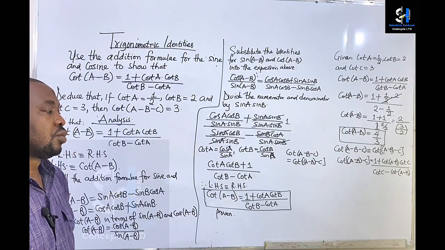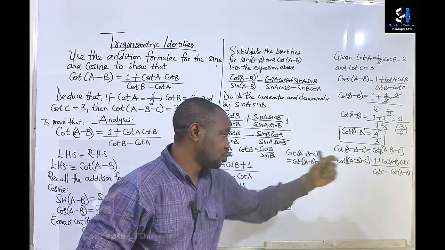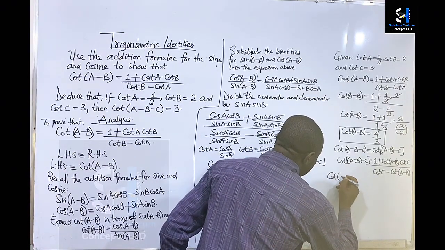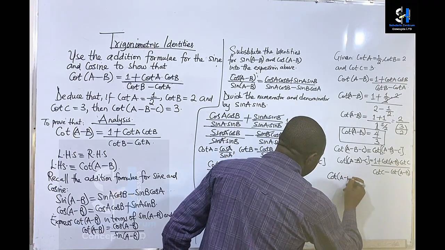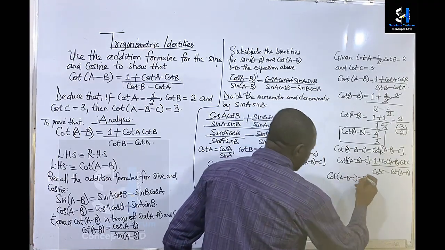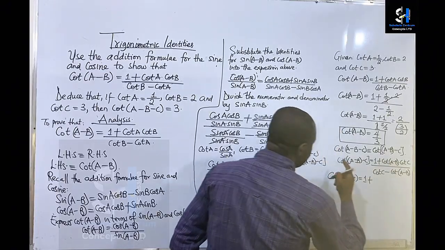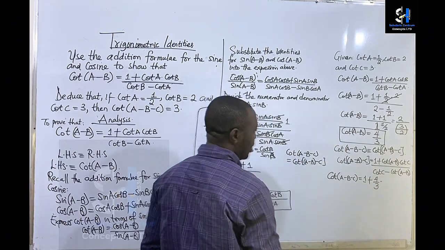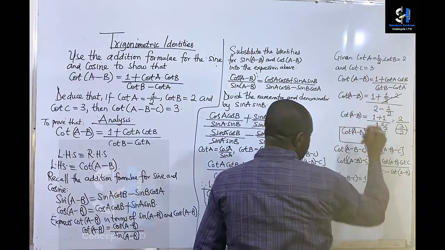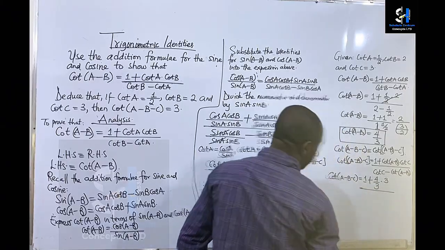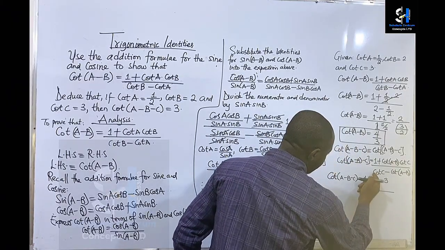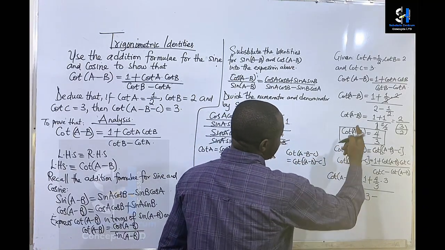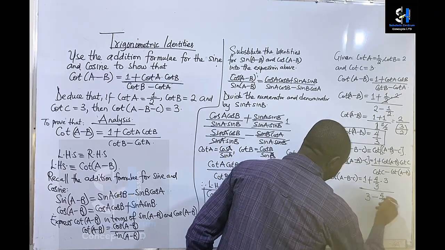So I just use this to write this in terms of this. So cot(A minus B minus C) will now equal 1 plus cot(A minus B), which is 4 over 3, multiplied by cot C, which is 3, all over cot C, which is 3, minus cot(A minus B), which is 4 over 3.